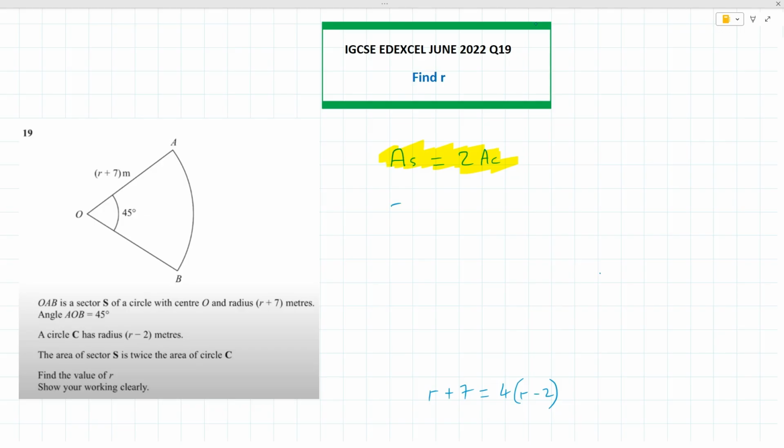And so to continue the question, we can say that r plus 7 is equal to 4r minus 8. And putting the r's to the right and the numbers to the left, we can say that 15, so 7 plus 8, is equal to 4r minus r, which is 3r. And for the final step, you can just divide by 3 and say that 15 divided by 3, which is 5, is equal to r. And so this is a good answer for this question. So we're going to be happy with 5 equals r.